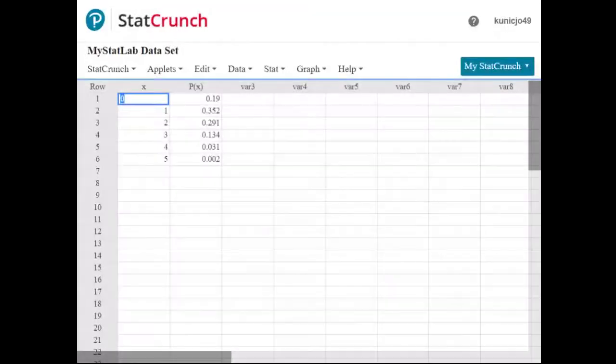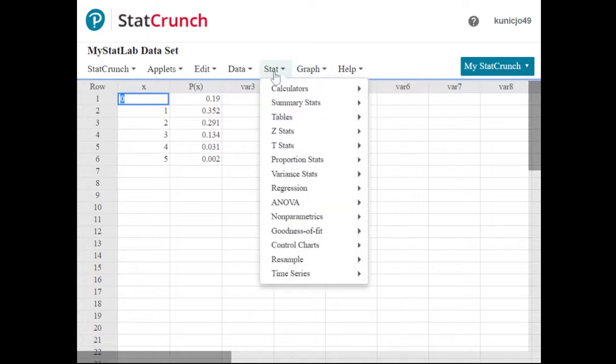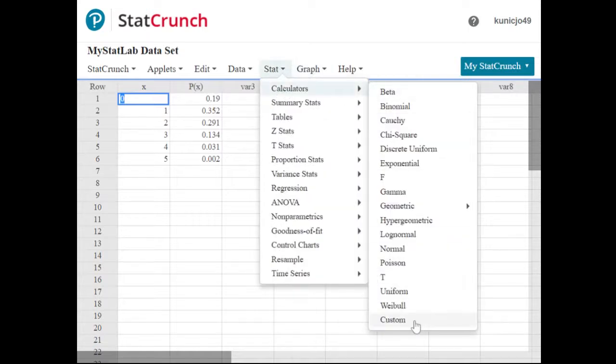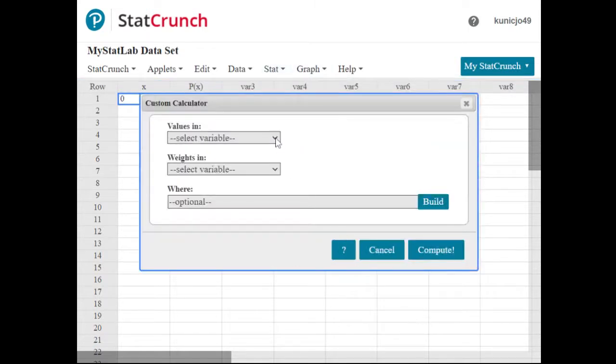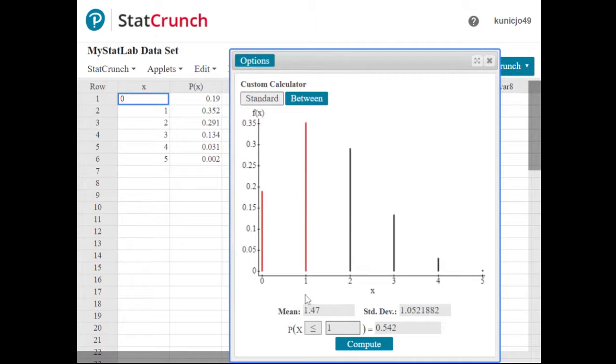So we move the data to StatCrunch. There it is. Do you see it? Yes. So the random variable takes on the values 0 through 5. And there are the probabilities. Those are the probability densities. They're calling them weights. I want to calculate the mean and the standard deviation. I go to Stat, Calculator, Custom. I tell it that the values are the X values and the weights are the probabilities. I tell it compute, and there it tells me the mean is 1.47. The standard deviation is 1.052.